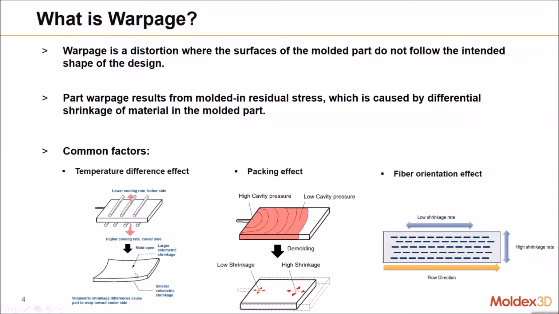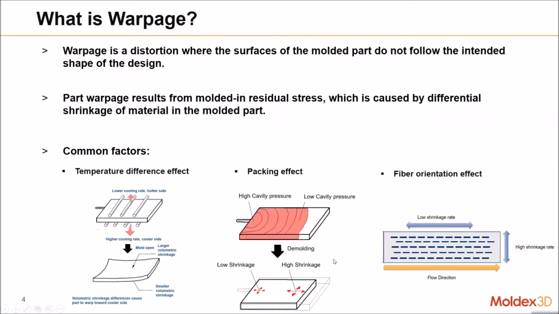The next one is the packing effect. The gate location and the gate size determine the packing condition of each area. So in this picture, we can see the pressure gradually decreases toward the end of the part. The imbalanced pressure pattern might cause higher shrinkage at the end of the part.